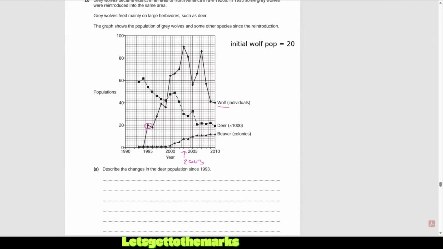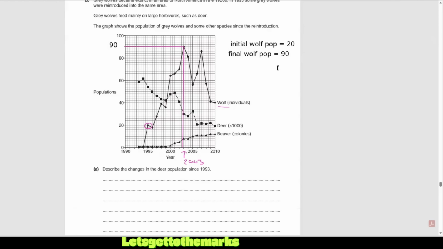What was our final wolf pop? Well, we're going to go to 2003, which was, we're going between 1995 and 2003, and it's there. We're going to zing across, and it looks like that is between 80 and 100. So our final wolf pop equals 90. Now, I know what you're saying. It's not the final wolf pop, whatever that is, but no, it is according to my question, because I'm looking at the percentage increase between 95 and 2003.